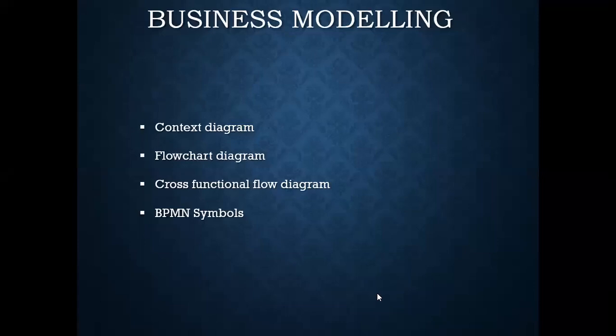And also the interaction with the people using it as well. So that's the context diagram. We usually call it level 0. Then there's the flowchart diagram. When you are using a flowchart diagram, you can't actually differentiate who is doing what.